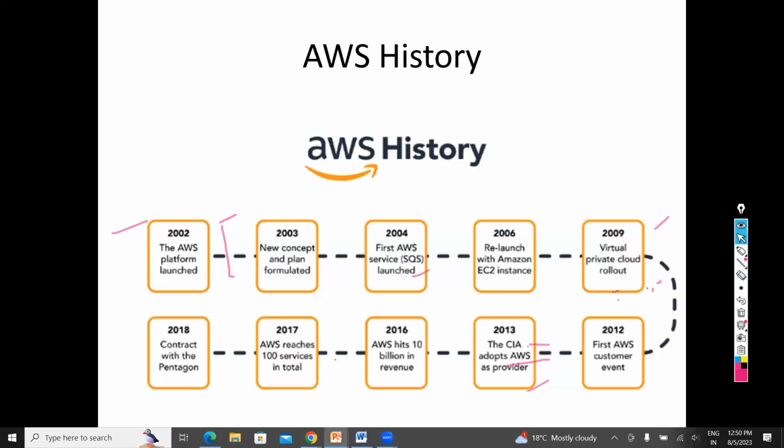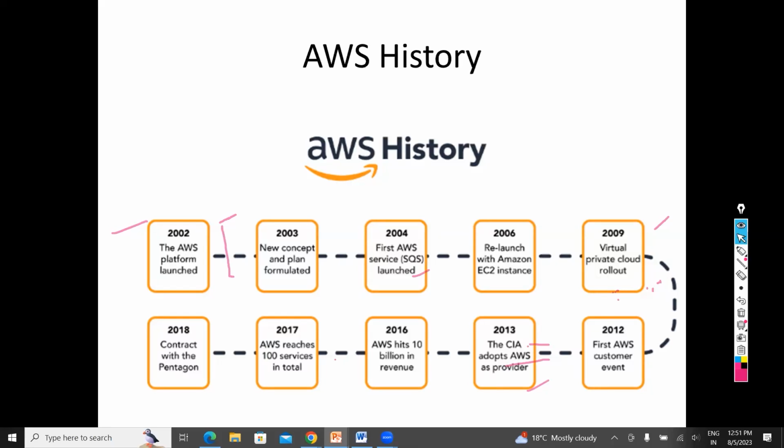So this is the AWS history. This is not a recent service launched in the IT industry. AWS launched its services in 2002. In 2002, they built the AWS platform, and since then they keep launching services. The first service they launched was Simple Queue Service, a messaging service of the cloud.